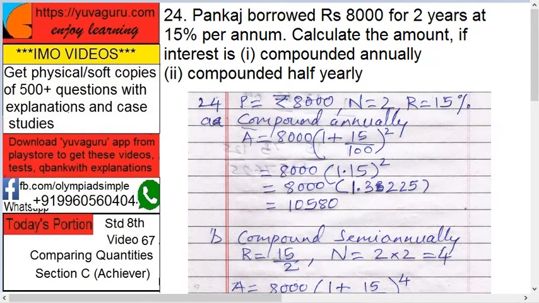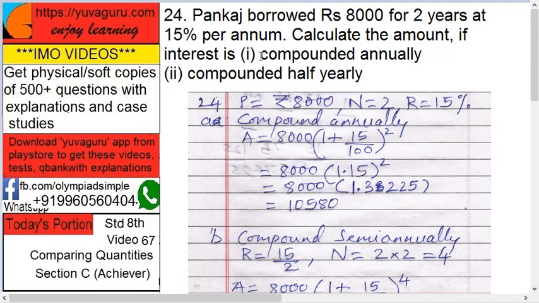Next. Pankaj borrowed rupees 8,000 for 2 years at 15% per annum. Calculate the amount if the interest is compounded annually and compounded half yearly. Means both the problems you have to solve. See here, there are two problems in this.